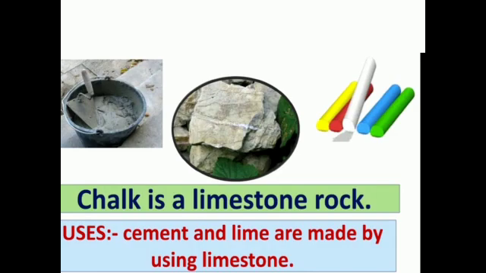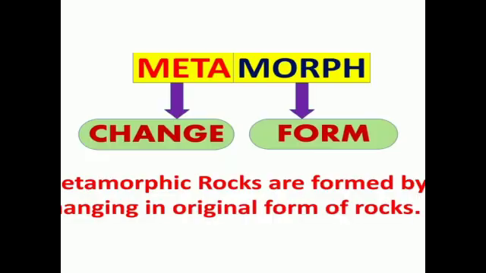Next, we will learn about metamorphic rocks. As from the name metamorphic, meta means change, morph means form. Metamorphic rocks are formed by changing the original form of rocks. A metamorphic rock is the result of the transformation of an existing rock in a process called metamorphism, which means change in form. Most metamorphic rocks were once either igneous or sedimentary rocks.